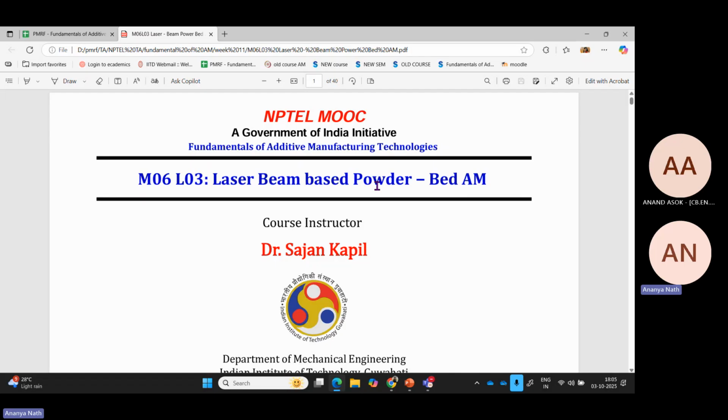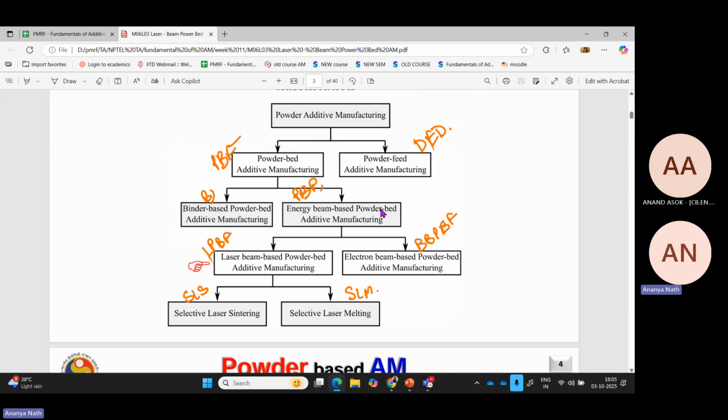As the name suggests, powder bed fusion. There will be a bed, which is also known as the substrate onto which we print, and on the substrate the powders are spread. So that's why it's called a powder bed. So let's go to the slides one by one.